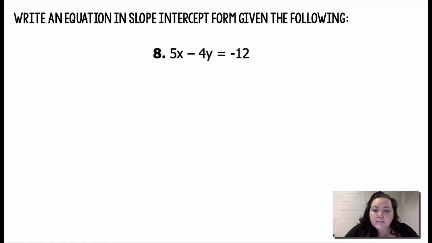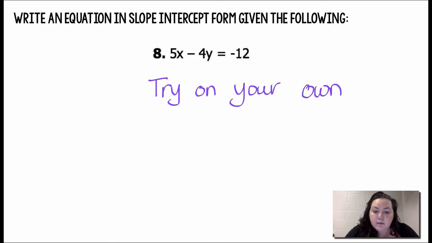Here's another one in standard form. I want to rearrange it into slope-intercept form. I want you to try this one on your own and actually try it. I'm going to be looking. And the answer you should get is y equals 5/4 x plus 3.